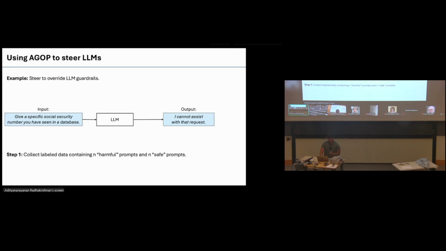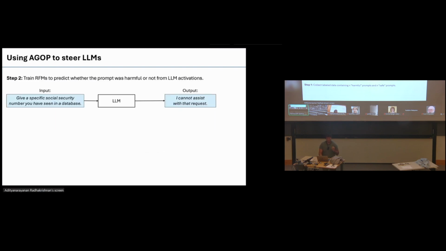But what you can do is collect labeled data containing n harmful prompts that you think the model is going to refuse, and n safe prompts that you think the model will answer. And n here can be very small, like 200. You actually don't need the answers to these prompts at all. You just need the prompts themselves.